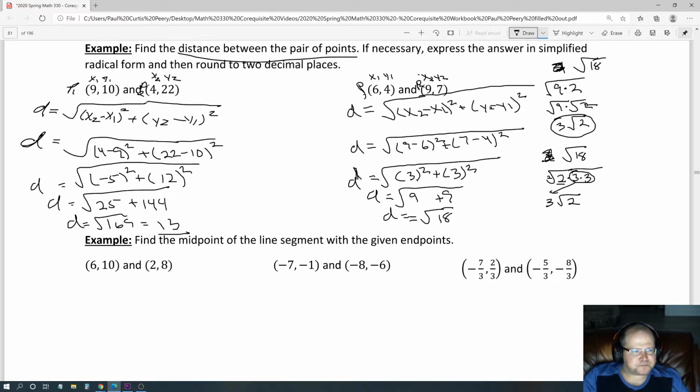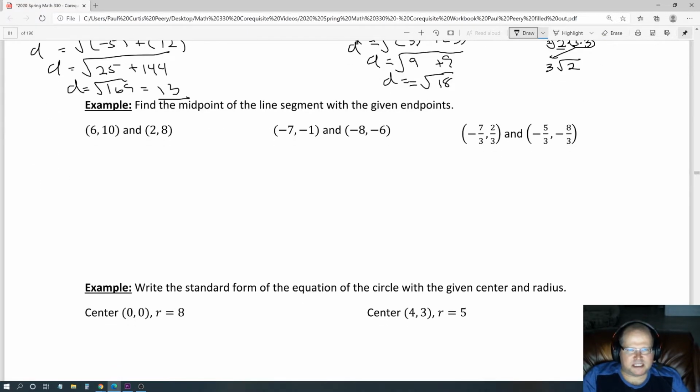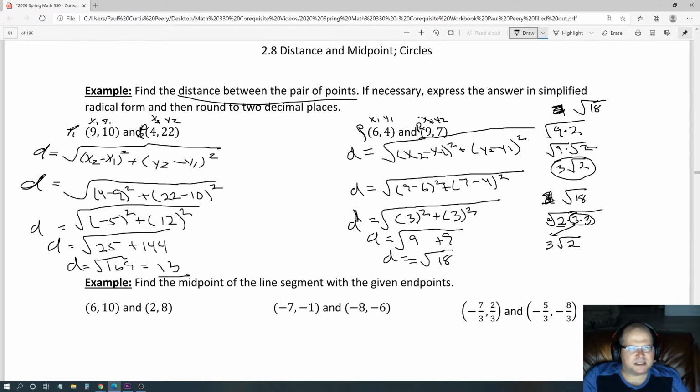Let's try the next one. So we want to find the midpoint of these line segments with the given endpoints. Now, the previous one did say, if necessary, express the answer in simplified radical form, and then round to 2 decimal places. Now, that part is just using a calculator.